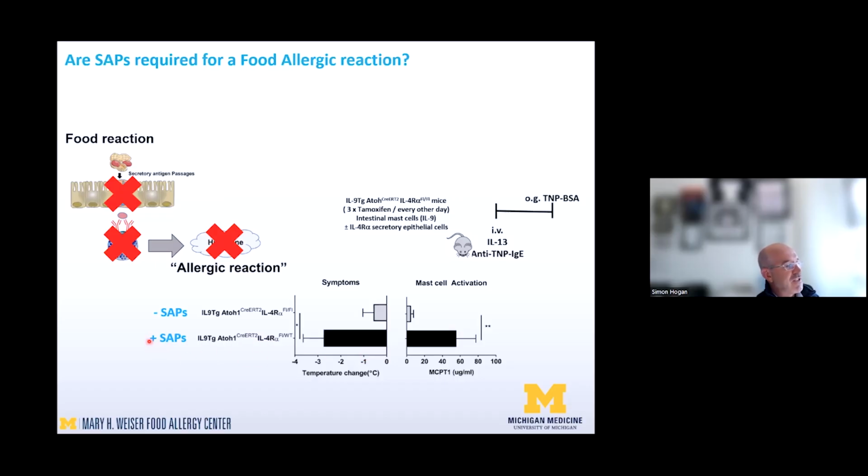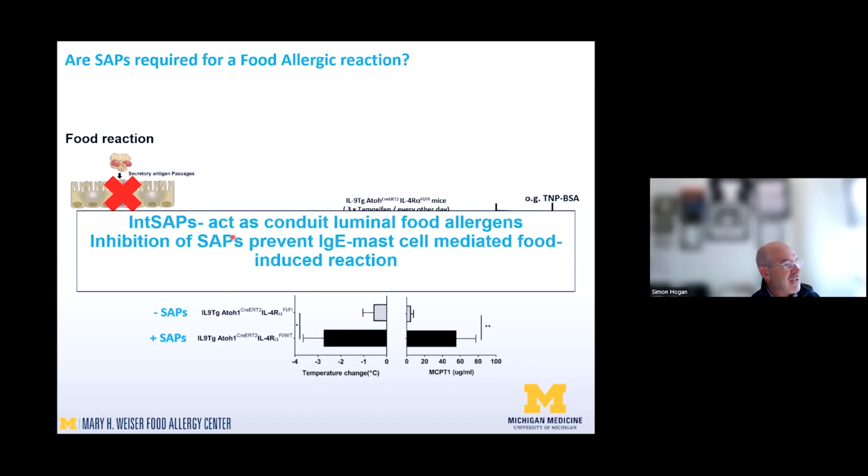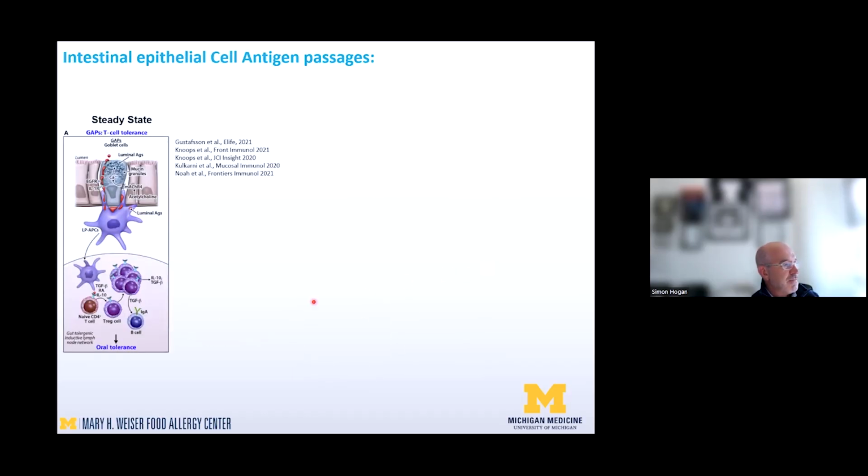If you look at mice that have SAPs, if you give them antigen within minutes, you see mast cell activation as the surrogate marker of mast cell protease 1. And you also see evidence of hypovolemic shock or systemic shock response where the mice lose temperature within 15 minutes, which we know is mast cell dependent and evidence of an IgE-mediated reaction. If you take away secretory antigen passages, this does not happen, showing that SAPs act as conduits of luminal food antigens and that inhibition of these SAPs prevent IgE-mediated food-induced reactions.